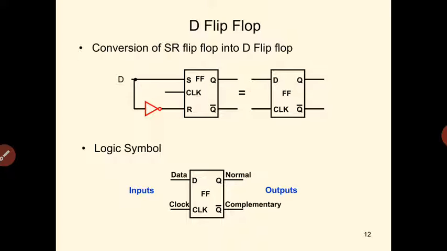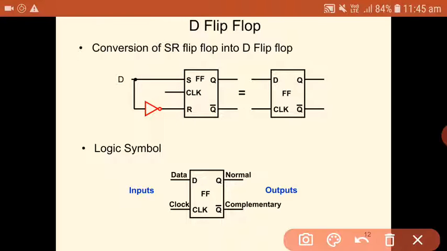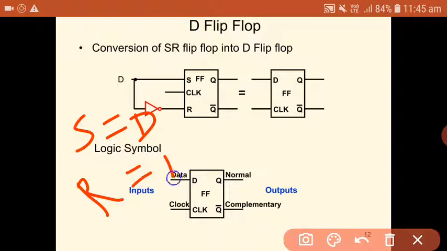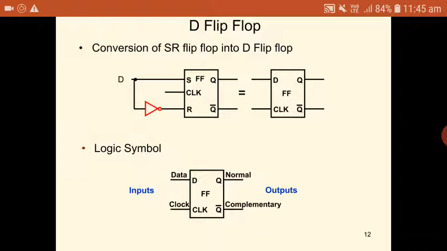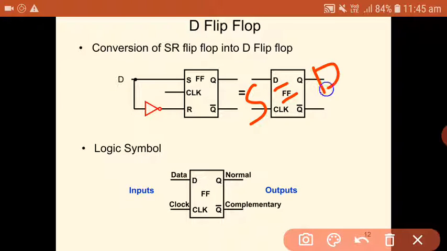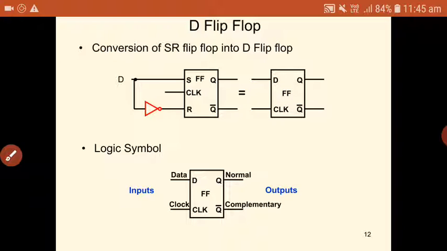Simply by connecting S equal to D and R equal to D bar, you can construct a D flip flop. Or instead of using an SR flip flop, you can also use a JK flip flop.